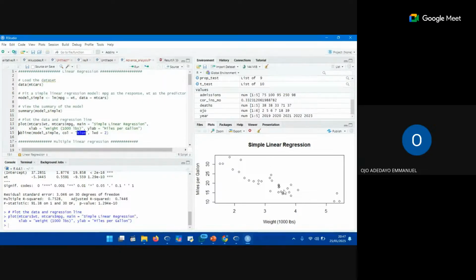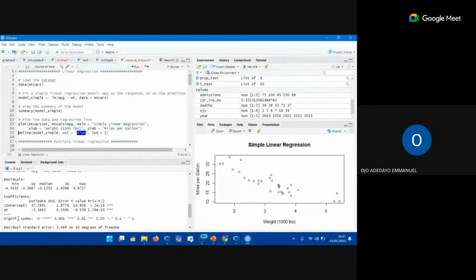What is the relationship? Now, look at your coefficient. The coefficient that we have here is minus 5.344. Because we have a minus here, that means the relationship between the MPG, the miles per gallon, and the weight is negative. So as the weight increases, the miles per gallon decreases.